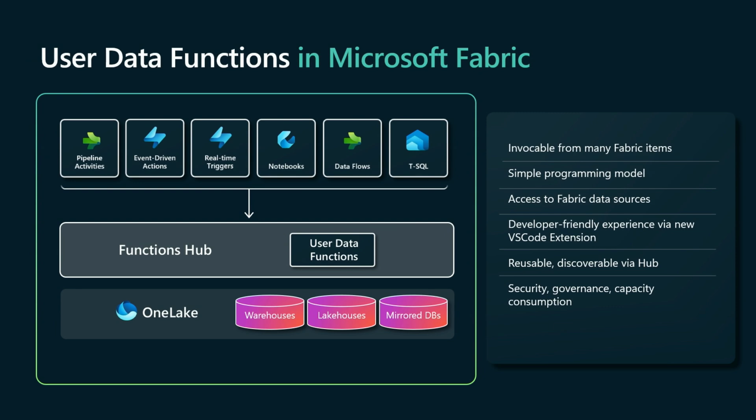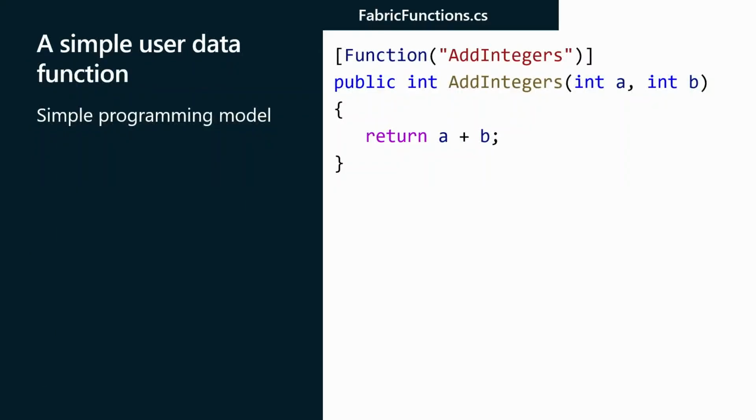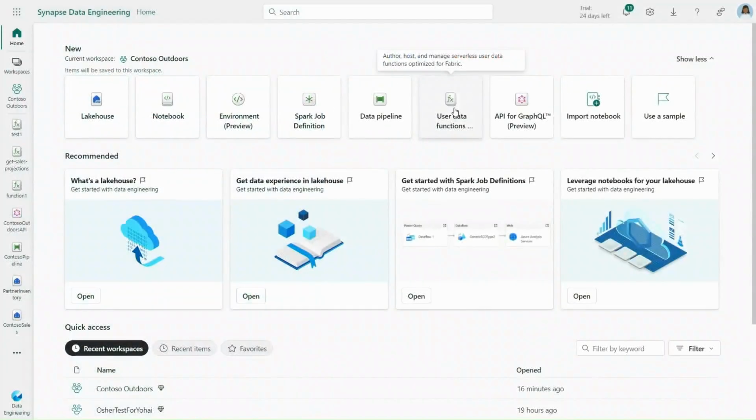Contoso, perhaps you can show us an example of what a Fabric data function might look like. Yeah, it's very simple. As you can see, all you need to provide are the input parameters and the output type, then implement your logic, and that's pretty much it. All right. So let me now quickly jump into the Fabric portal and show you this in action.